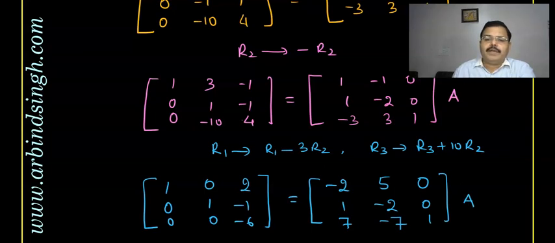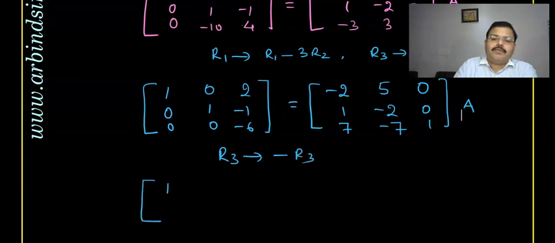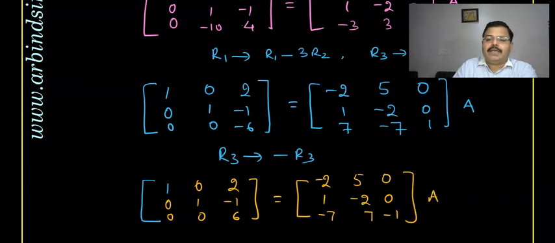Now, we have to make A33 as unity as per the steps. So again I can write R3 tends to minus R3, so that it will be 1, 0, 0, 0, 1, 0 and that will be 2, minus 1, 6, and the sign of R3 will change: minus 2, 5, 0, 1, minus 2, 0, and minus 7, 7 and minus 1, and that is A.